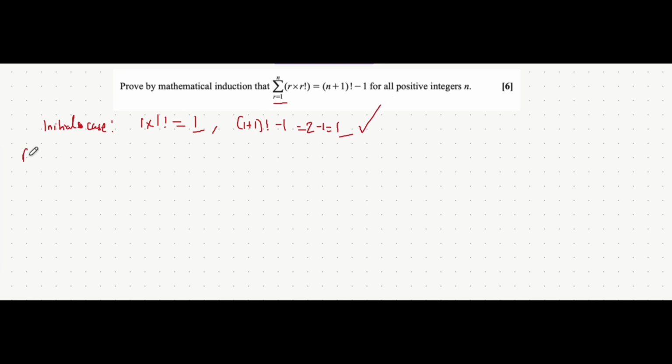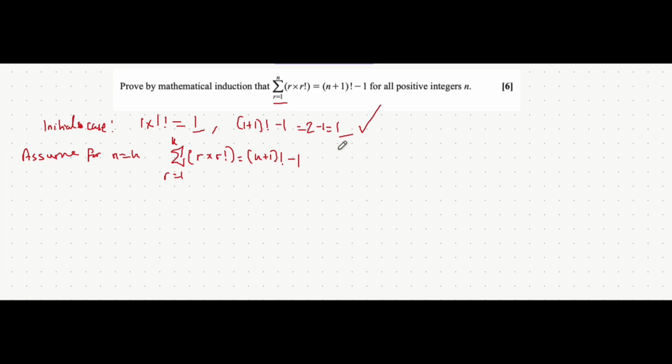What we're now going to do is assume that for when n is equal to k, this expression is also true. The fact that when we go from the first term of the sequence to the kth term of the sequence, and we add up r times r factorial, we're going to end up with k plus 1 factorial minus 1. Now let's just break down what we're actually doing here. There's a sequence which is given by r times r factorial, and we're finding all the terms of that sequence from the first term up to the kth term and adding all those terms together.